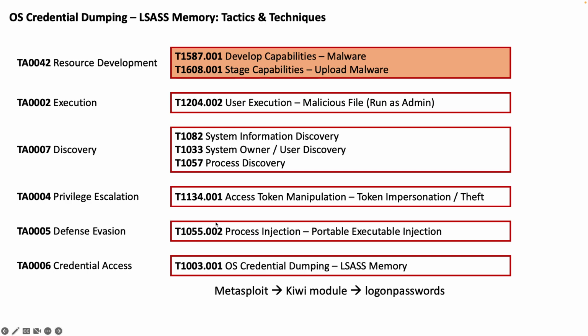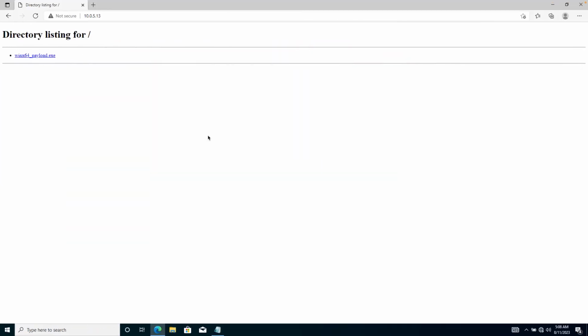So let's continue with the second tactic of our simulation plan, which is execution. We need to download and execute the file and make the user execute this malicious payload, but as an administrator. So we will go here to our Windows system. Here is the link for the malicious payload. Let's just click on it so we can download the payload.